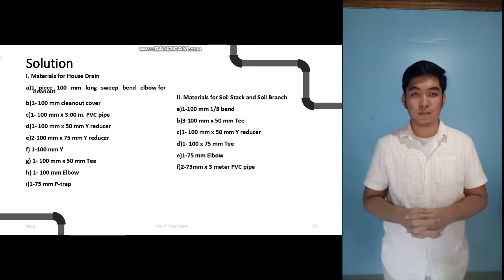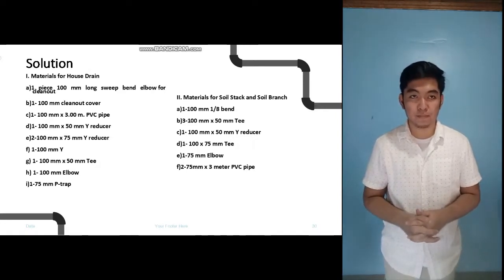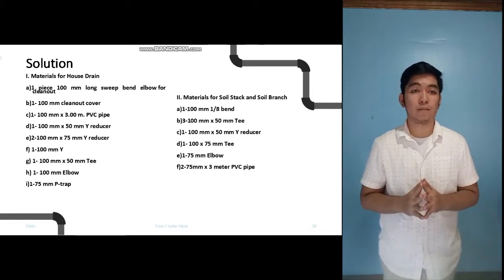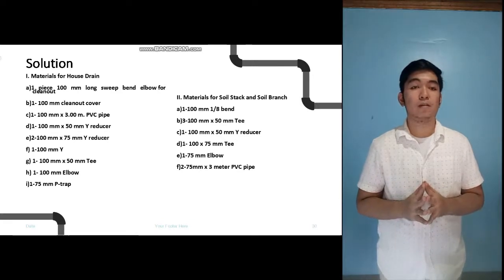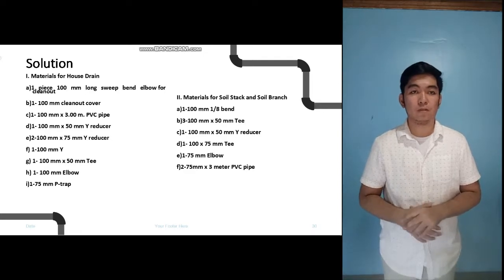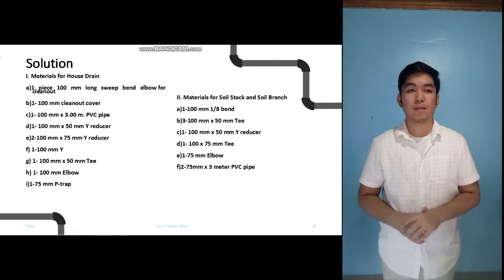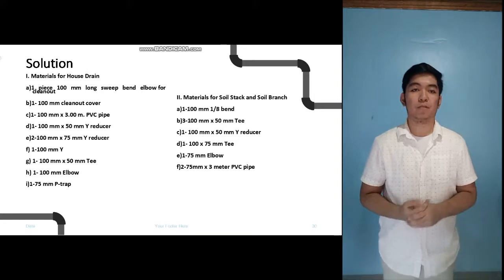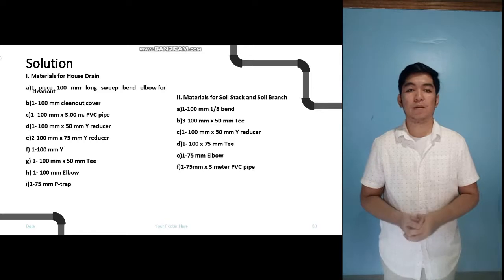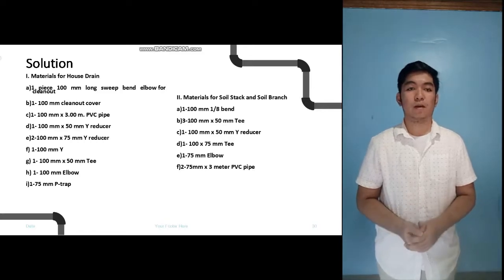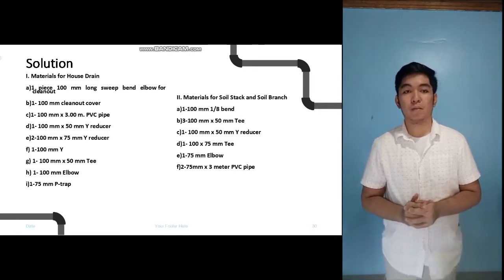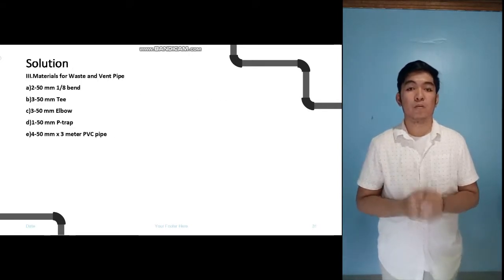Next is for the materials for soil stock and soil branch. So, atong first step fittings is the one piece of 100 mm 1/8 bend, tulo ka buok na 100 mm by 50 mm T, isa ka buok na 100 mm by 50 mm Y reducer, one piece 100 mm by 75 mm T, isa ka buok na 75 mm elbow, and lastly the 75 mm by 3 meters PVC pipe, duha ka buok.